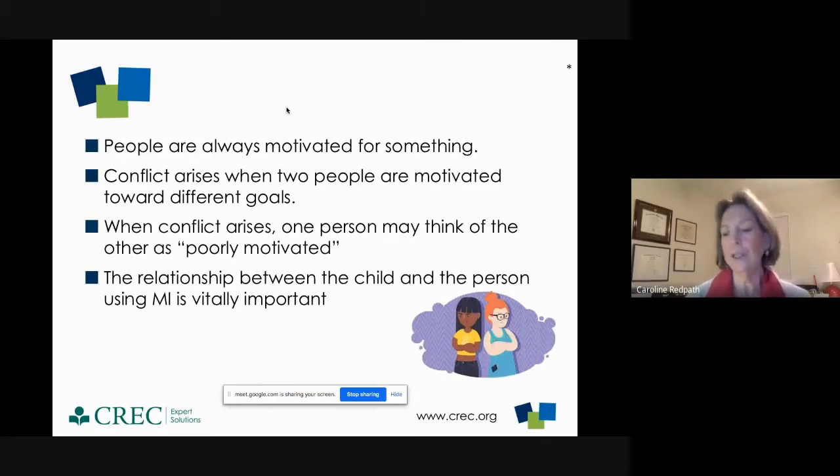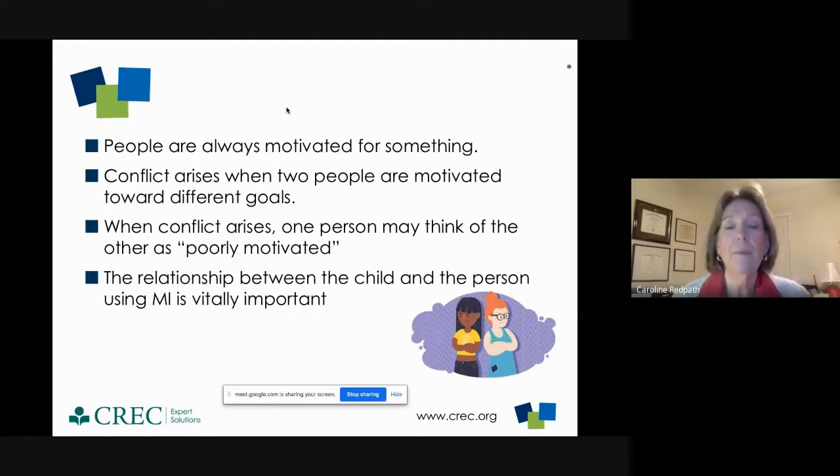Motivational interviewing looks at why we want to do something. And we often hear, they're just not motivated to do it, or they're poorly motivated. Well, people are always motivated for something. And we certainly know behaviors have functions. We understand establishing operations and abolishing operations.